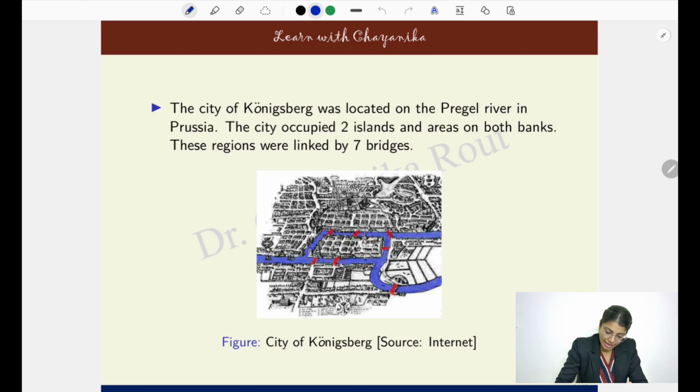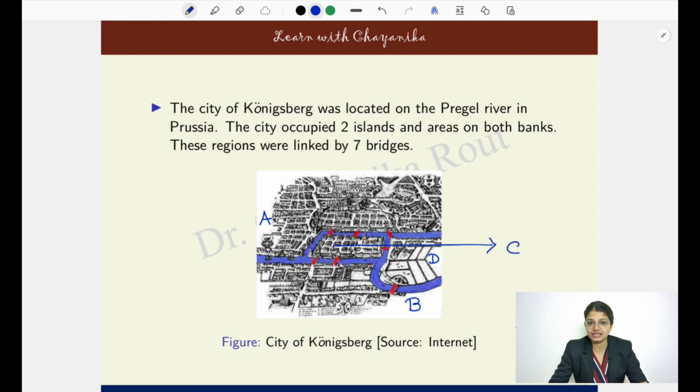First of all, suppose we have this land area A, which is one of the banks of the Pregel river. We have another bank which is denoted by, suppose, B. Apart from that, there are 2 islands that are created by the river. One of them is represented by C and the other one is D. So these are basically the 4 land areas that are formed.